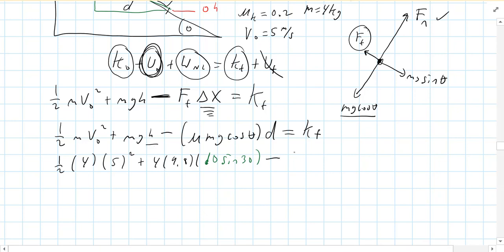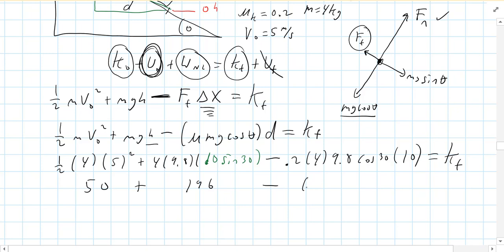Minus mu, which is given as 0.2, okay, times the mass of the book, which is 4, times the gravity, which is 9.8, times cosine of 30, all that times the distance the book actually travels, which is 10. And that's going to be our K final. Now, real quick, I'll throw some numbers in here. This first number is 50. The second number, I got 196. And the work done by friction is 67.9. That equals K final.